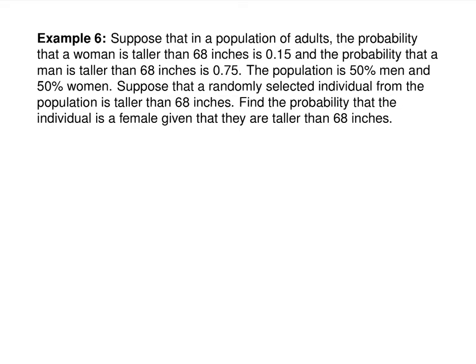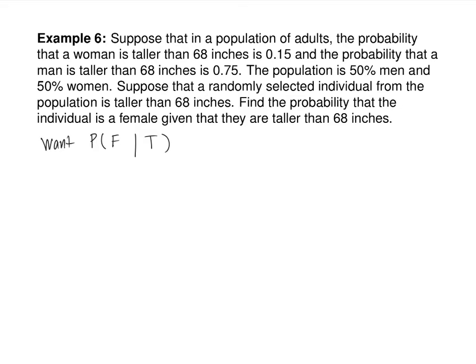Okay, and suppose you've got a random person from the population who is taller than 68 inches. Find the probability that the individual is a female. So you want to find probability of female given tall. Does that idea make sense? What do we know? We know probability of tall given female, which is the opposite order. So you could use Bayes' rule, you could make a table, both would work just fine, okay?